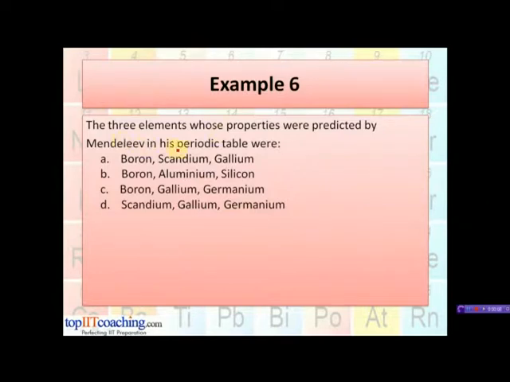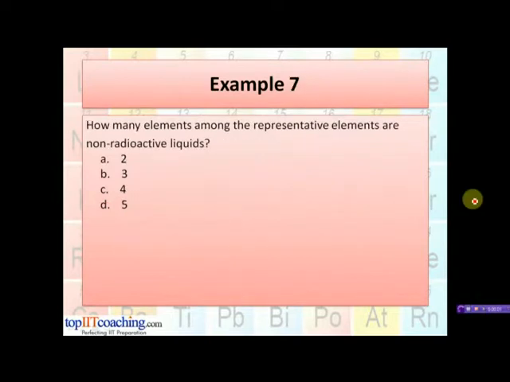Next question. The three elements whose properties were predicted by Mendeleev in his periodic table were: the choices are A, boron, scandium, gallium. B, boron, aluminium, silicon. C, boron, gallium, and germanium. And D, scandium, gallium, and germanium. The correct answer is D, that is scandium, gallium, and germanium, which Mendeleev called eka boron, eka aluminium, and eka silicon, respectively.